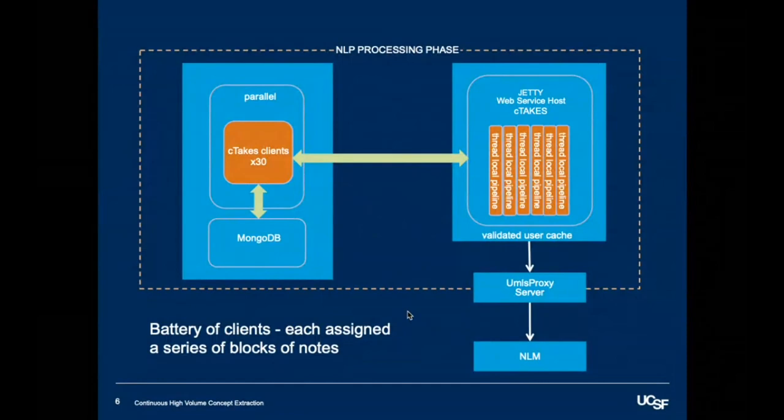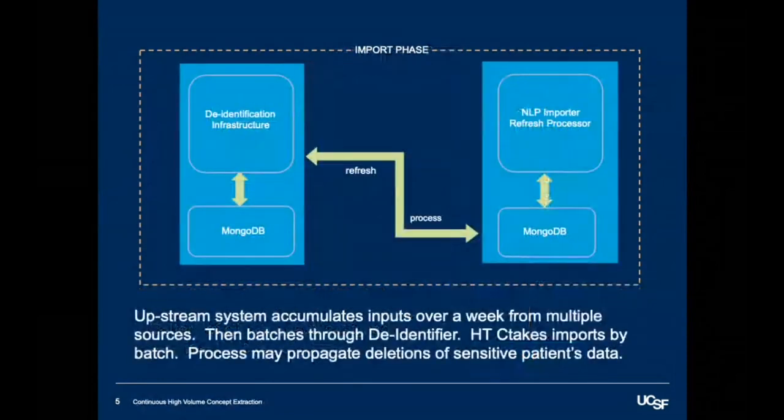Sorry, I'm in the wrong slide here. They're fetched into the cTAKES area by an import process. One of the responsibilities of this importing mechanism is to propagate the deletion of raw and extracted information for patients that, after the fact, it was decided that their data, even if it's de-identified, had to be withdrawn. So part of this process is pruning data that has already been extracted.